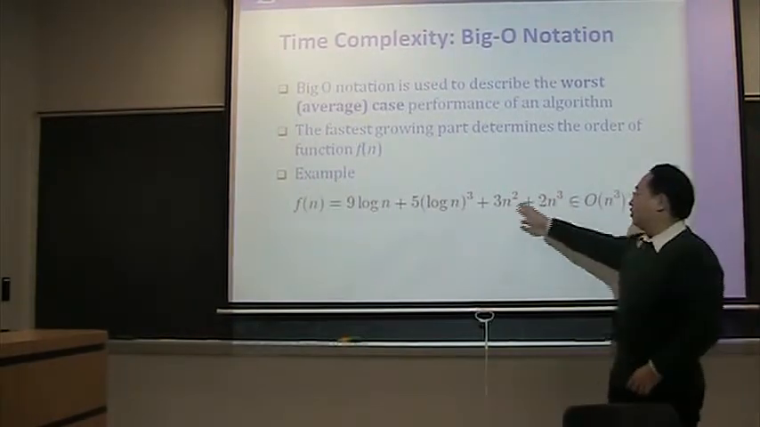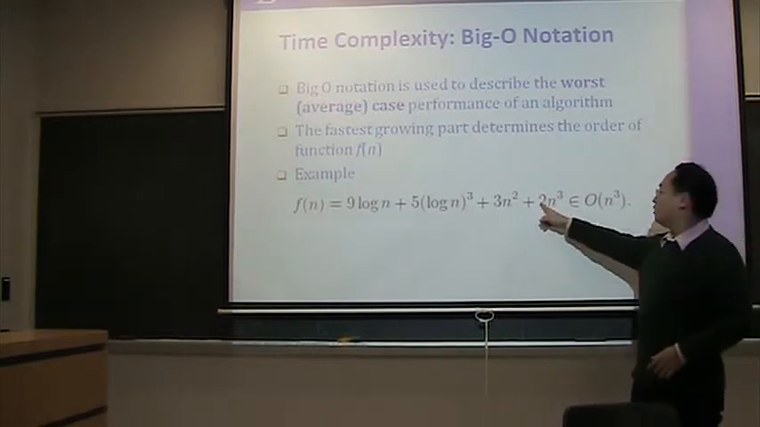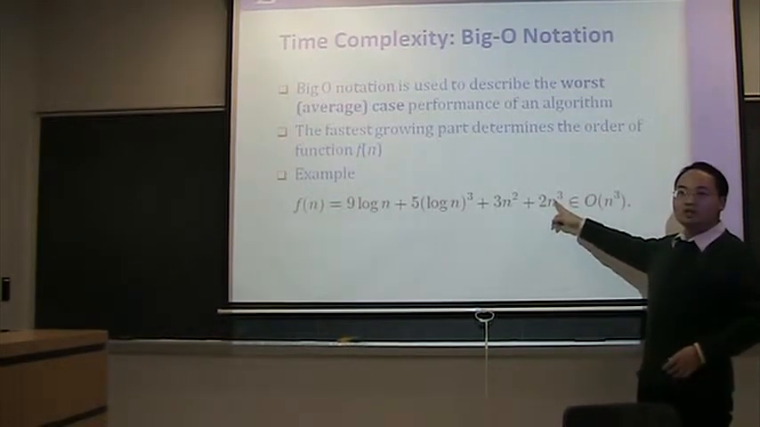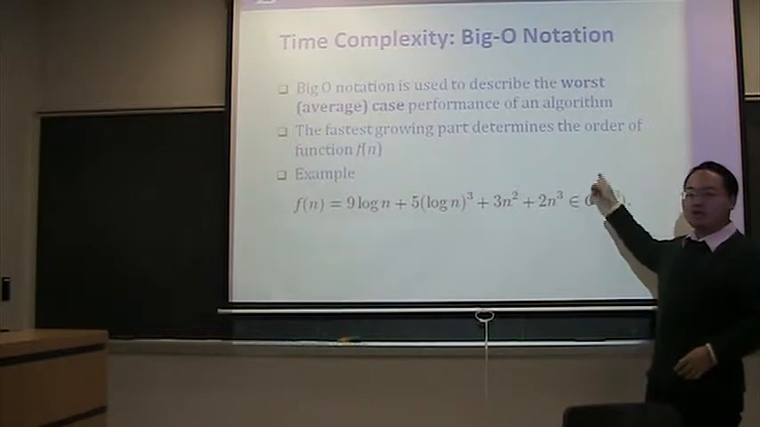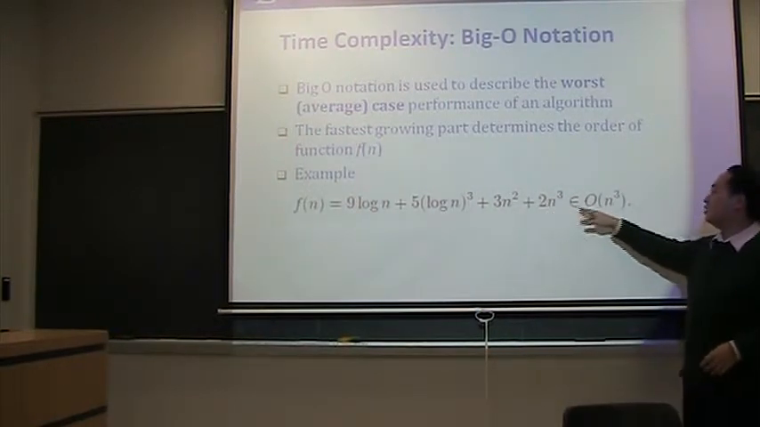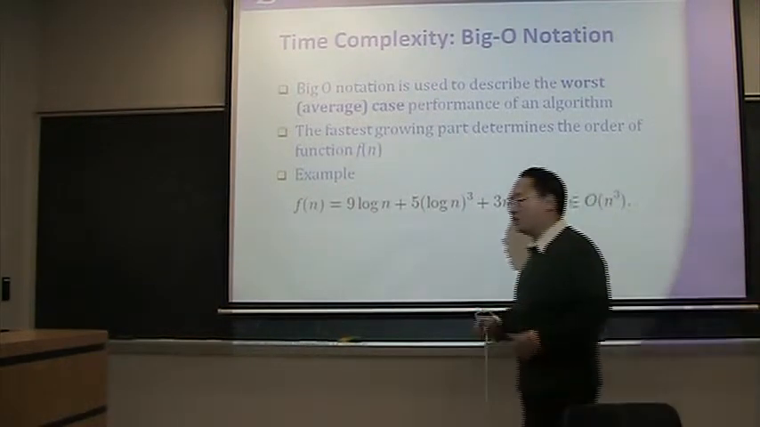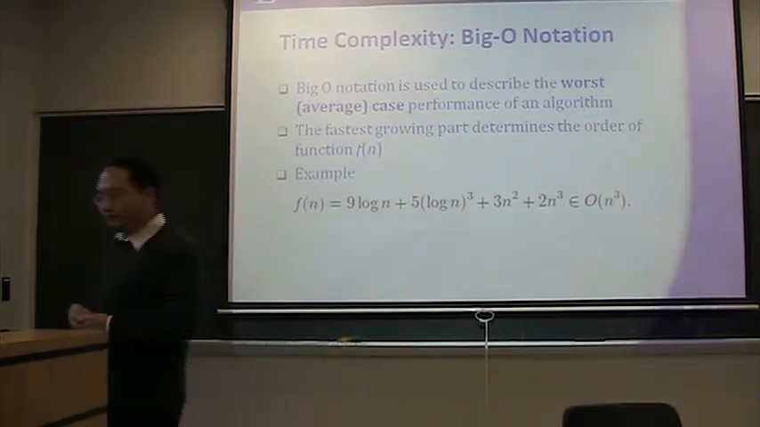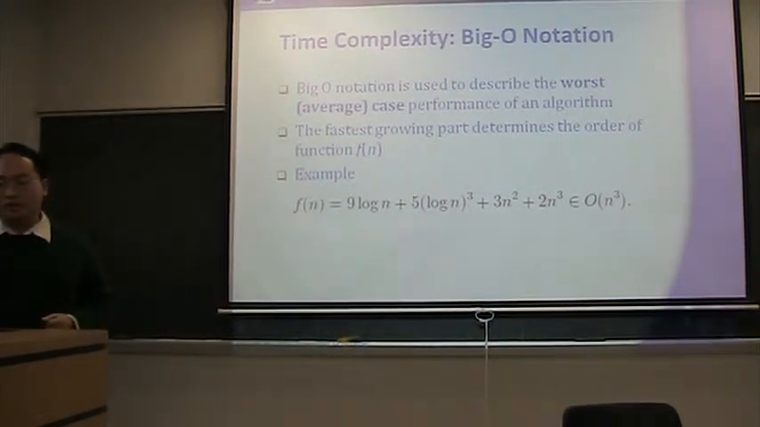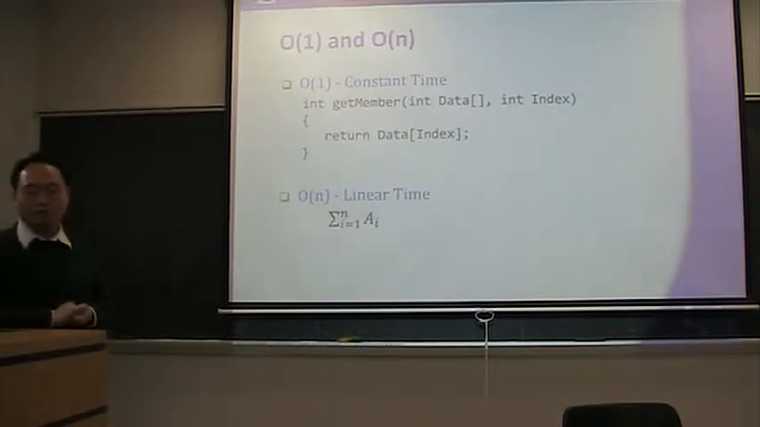Out of these 4 elements, the fastest growing part is this part, n to the power of 3, because when n is growing large, this part is the biggest. So this F(n) can be summarized using the big O notation. We can say big O of n cubed. Do you have any question about this? Now let me give you some examples.